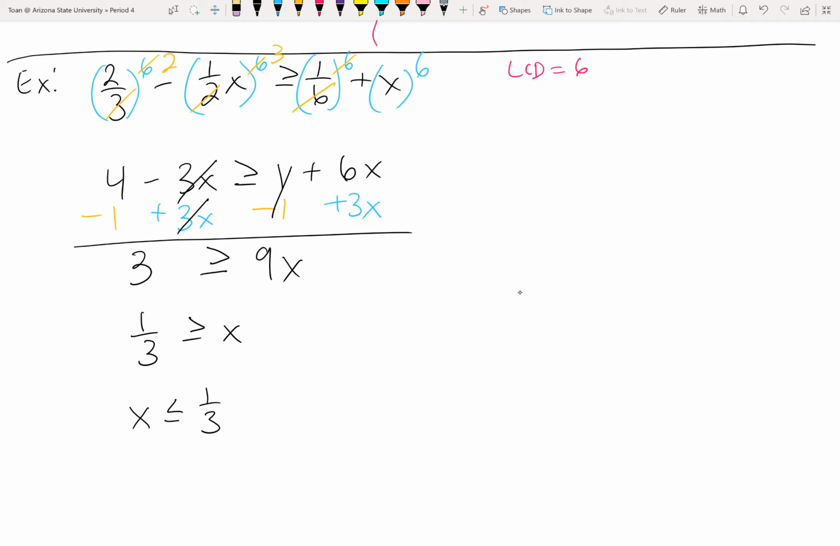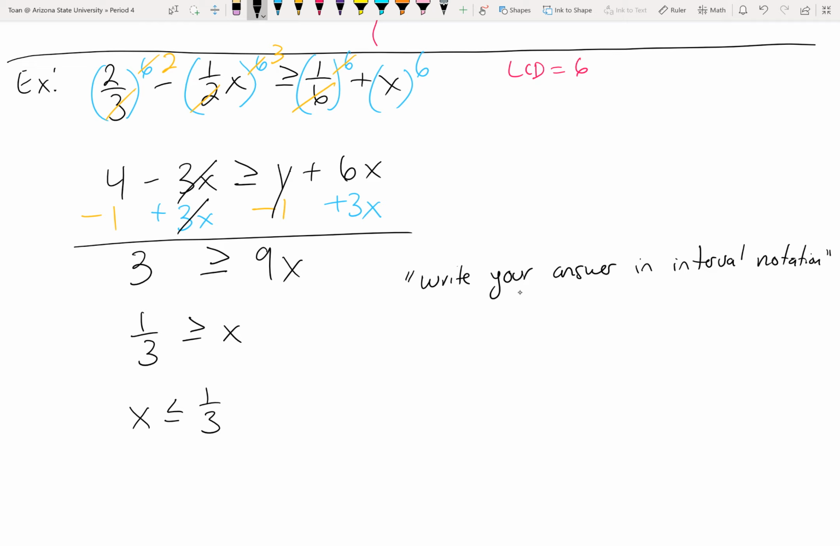Now, on the practice, it's going to tell you to write your answer in interval notation. We did interval notation all the way back in 1.1. On the low chance that we forgot 1.1, let's do a quick refresher on interval notation.